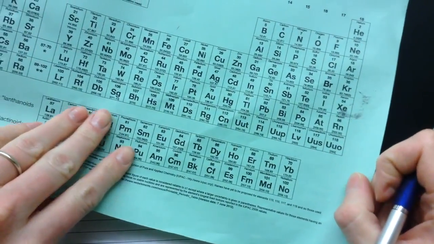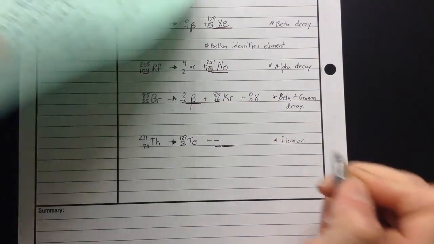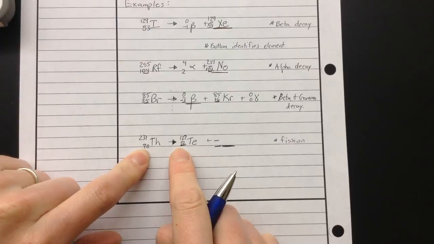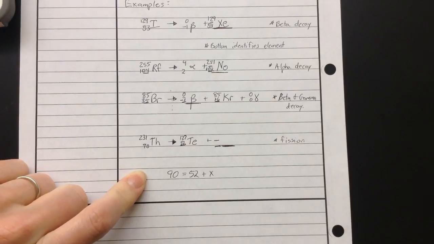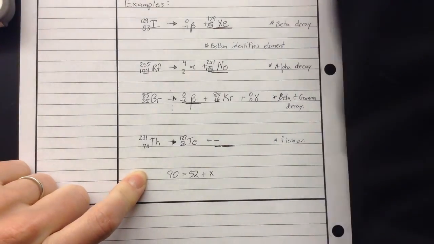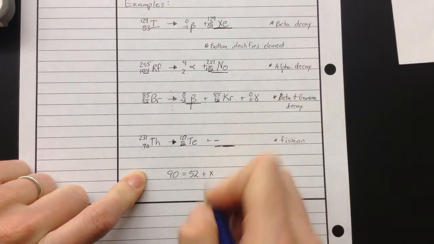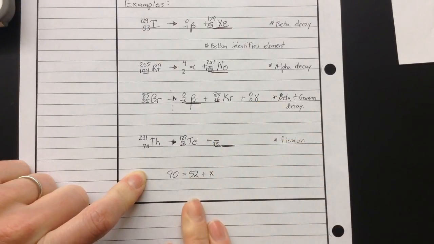So when we've got thorium, thorium's over here, tellurium is somewhere in the middle. Where did tellurium go? Te, where are you? Wow, I lost it. There it is, tellurium. Tellurium is 52, so we'll put a 52 there. So to figure out what goes here, I just have to figure out what numbers might add together. So 90 equals 52 plus something. So what I have to do is subtract that 52 from 90. That's 38, I think. Does that add up? Yeah, that adds up, 38. So 38 would go right there.